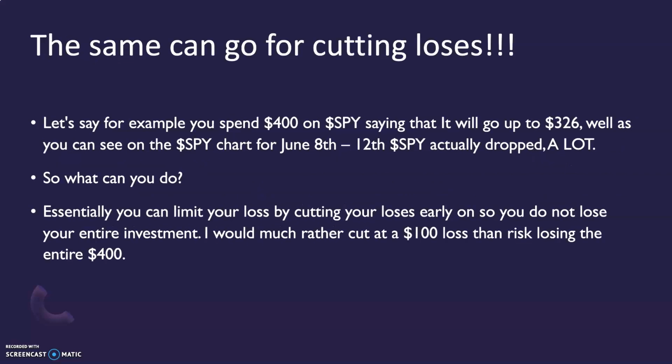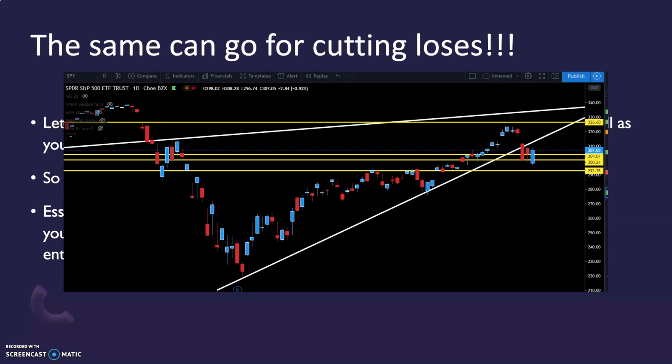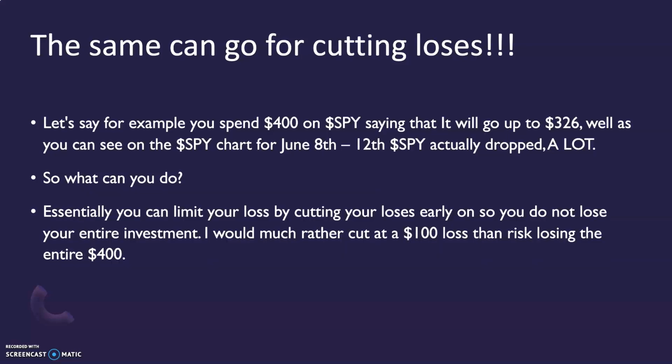And then the same goes for cutting losses. So let's say, for example, you spent $400 on SPY saying that it will go up to 326. Well, as you can see from the chart, on June 8th through June 12th, SPY actually dropped a lot. So if this were to happen to you, essentially you can limit your loss by cutting your losses early on that contract so you do not lose your entire investment. I would much rather take a $100 loss instead of losing the entire $400 if SPY ended up not going up to 326 by expiration.